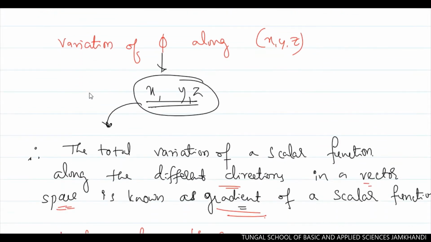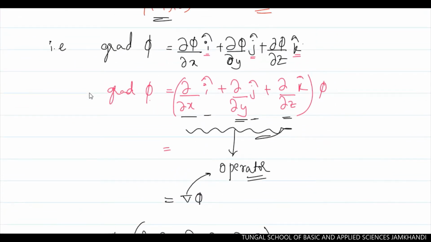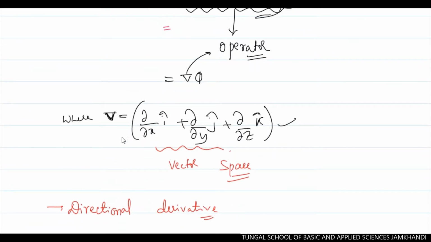Then we discussed the total variation of phi, right? That was given by the grad of phi, where grad is nothing but an operator, the gradient operator we call. That gradient operator is represented as del is equal to dou by dou x i cap, plus dou by dou y j cap, plus dou by dou z k cap. This is applied on a scalar function, phi of x, y, z. Then we get the total derivative, and the gradient operator is in a vector space.